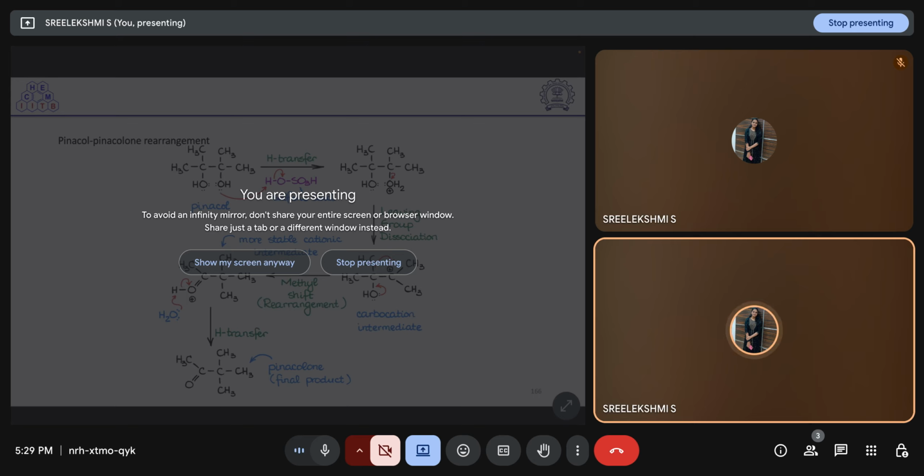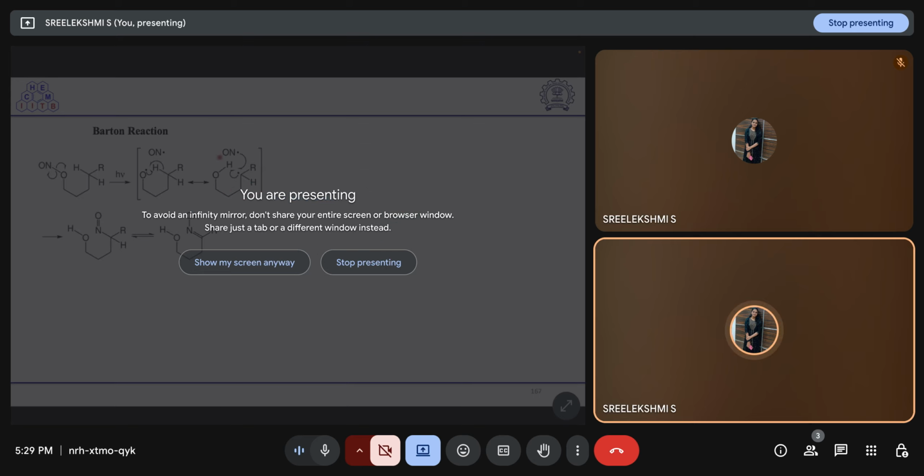Okay, so now moving ahead with the next reaction, that is Barton reaction. So Barton reaction, what is happening? This also we have discussed previously, so I will just quickly go through it.